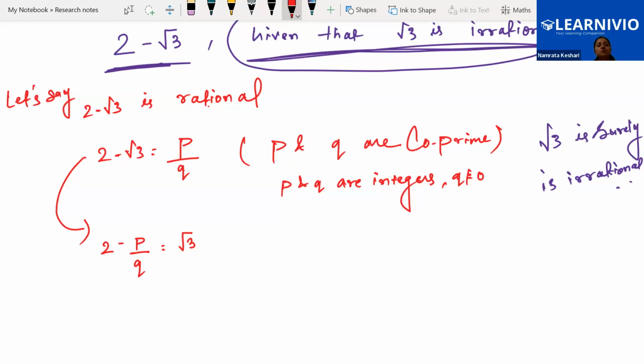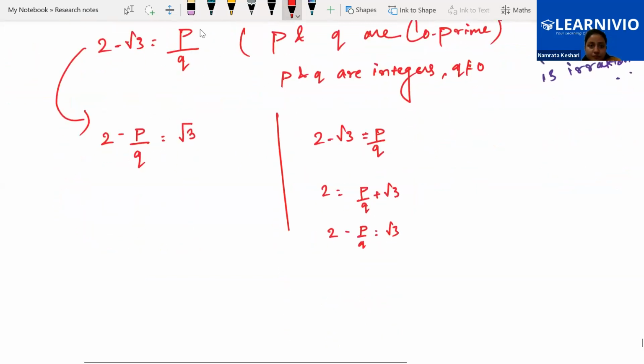We have just shifted this, changed the sign. If this is not clear, let me show you. You can assume it like this: 2 minus root 3 is equal to p by q. Okay, 2 is equal to p by q plus root 3. And this p by q we are taking to this side. It became 2 minus p by q is equal to root 3. Is it clear now? Clear to everyone? Yes, ma'am.